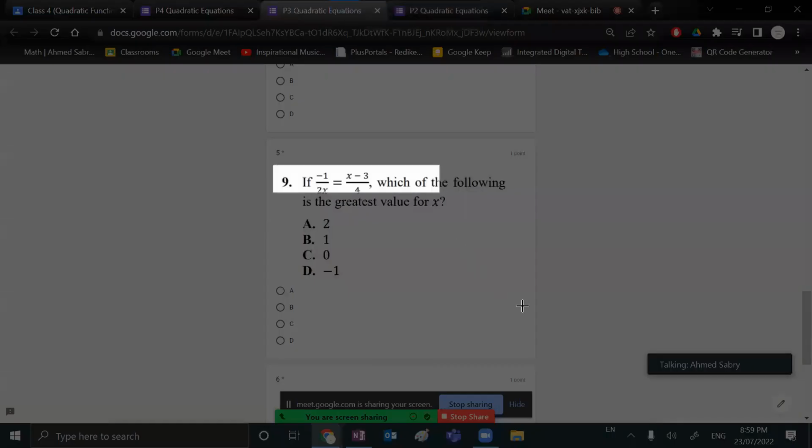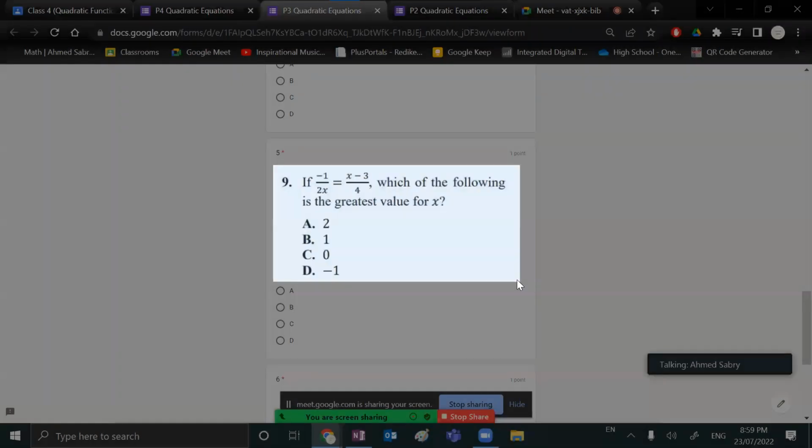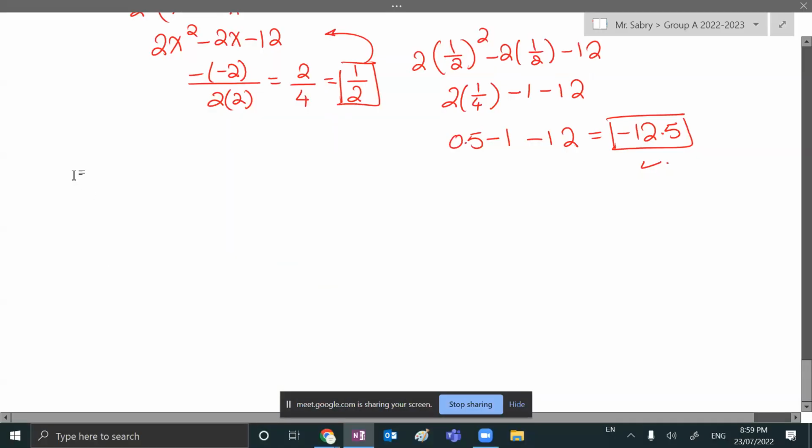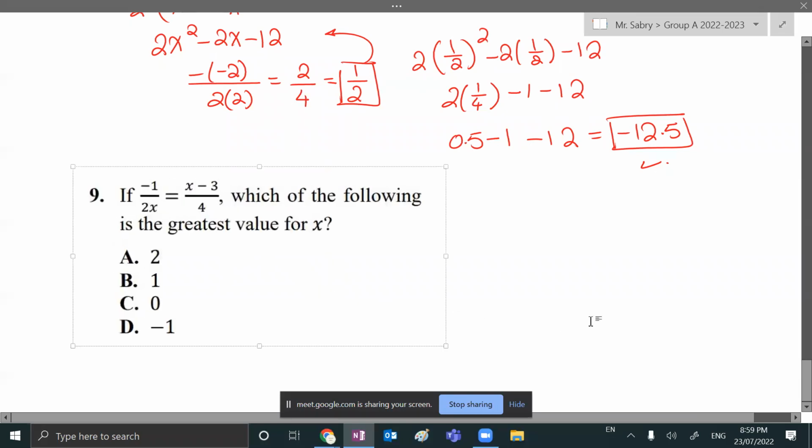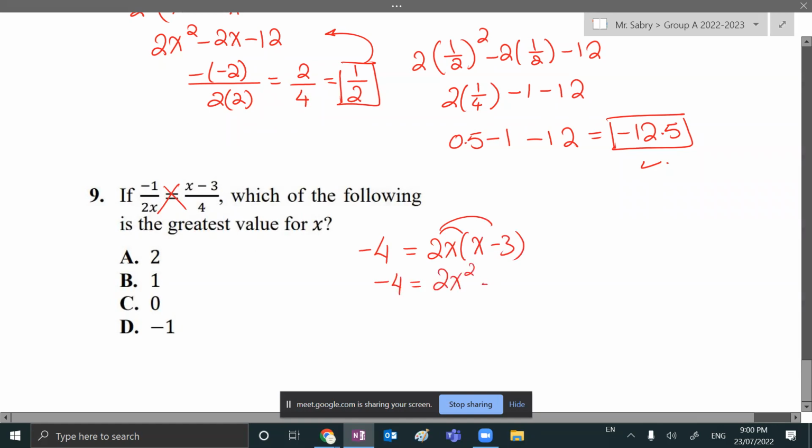9. This is just an equation. It comes out as a quadratic equation, of course, once we multiply them, because we'll have x squared. And I want you to remember always that whenever we have two fractions equal to each other, we must cross multiply. So it comes out as negative 4 multiplied by, equals to 2x multiplied by x minus 3. Distribute this and you'll get negative 4 equals to 2x squared minus 6x. Move everything to one side and make it equal to 0.